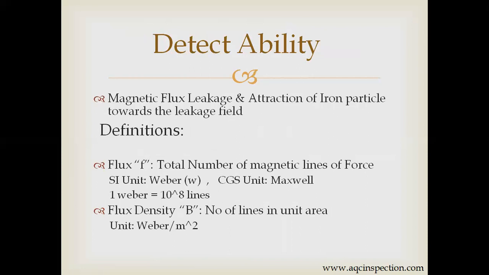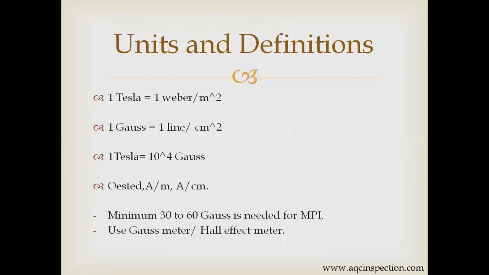Remember the terms flux, flux density, Tesla, Gauss, Oersted, ampere per meter, and ampere per centimeter. A minimum of 30 to 60 Gauss is required for MPI testing, and this Gauss requirement can be checked using a Gauss meter or a Hall effect meter.